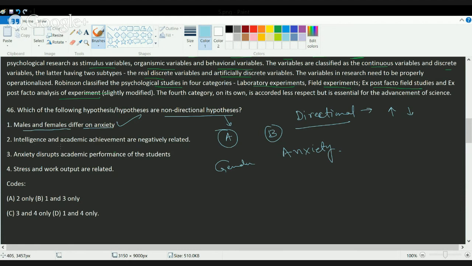I'm saying intelligence is negatively related to academic achievement. So that means it's directional in nature. I'm saying there is a negative relationship. Anxiety disrupts academic performance. So I'm again saying anxiety has a negative correlation with performance. So it's again a directional hypothesis. Stress and work output are related. I don't know the real way in which they are related, whether it's positive or negative. So it's a non-directional hypothesis. So 1 and 4 are the only choices which are non-directional hypotheses.